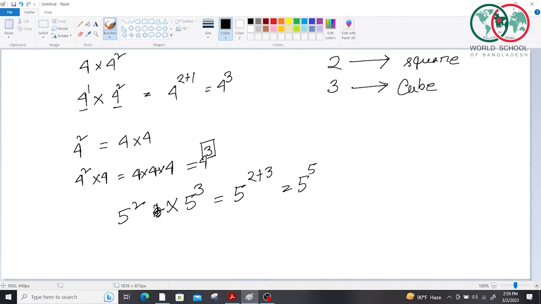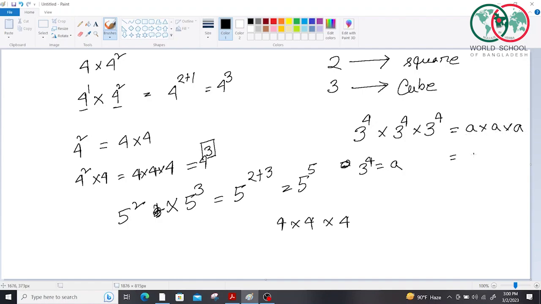So this was multiplication. So what about when the same exponent is multiplied more than once, like suppose 3 to the power 4 into 3 to the power 4 into 3 to the power 4. Here the same exponent is multiplying many times. Before, we saw a digit or a number multiplying more than twice, but here an exponent is multiplying more than twice. So if we think of it like a normal number, suppose 3 to the power 4 equals a, we can write this as a into a into a, right? So a into a into a is a cubed, because a is multiplying 3 times, so a to the power 3.